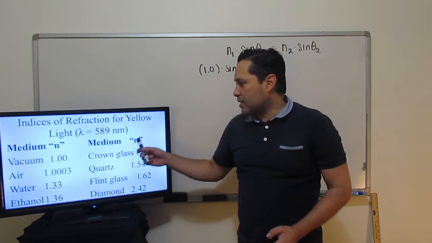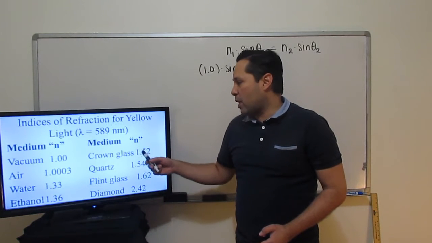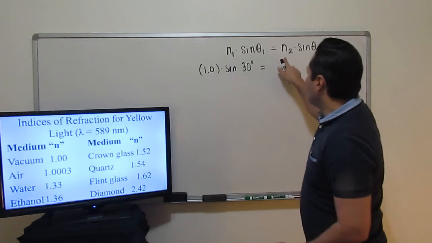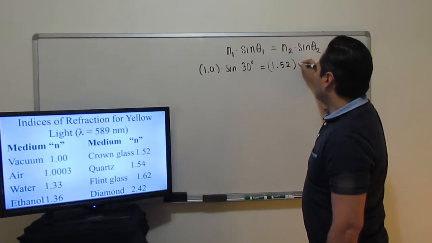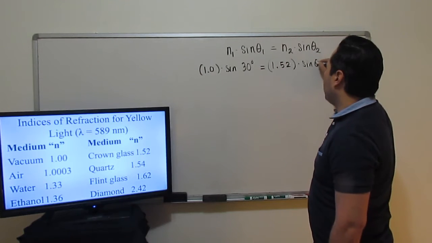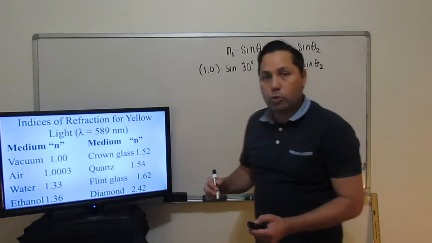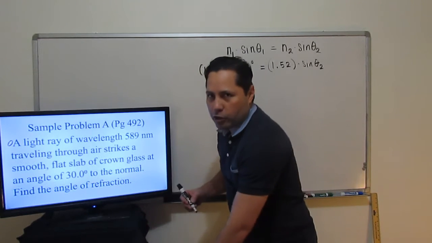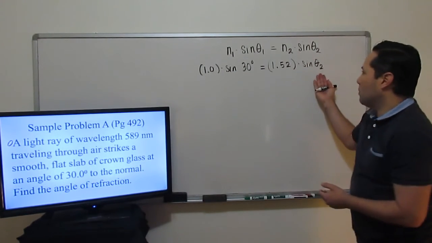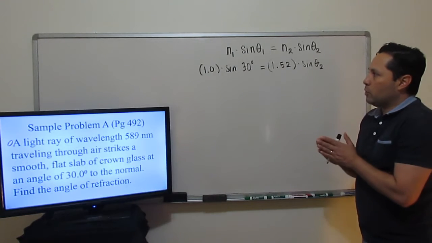Crown glass has an index of refraction of 1.52, so I'm going to put that on the other side. 1.52, multiplied times sine of theta 2. And theta 2 is what we're looking for. The question was, find the angle of refraction, which is on this side. It's coming out. So let's go ahead and get to work.